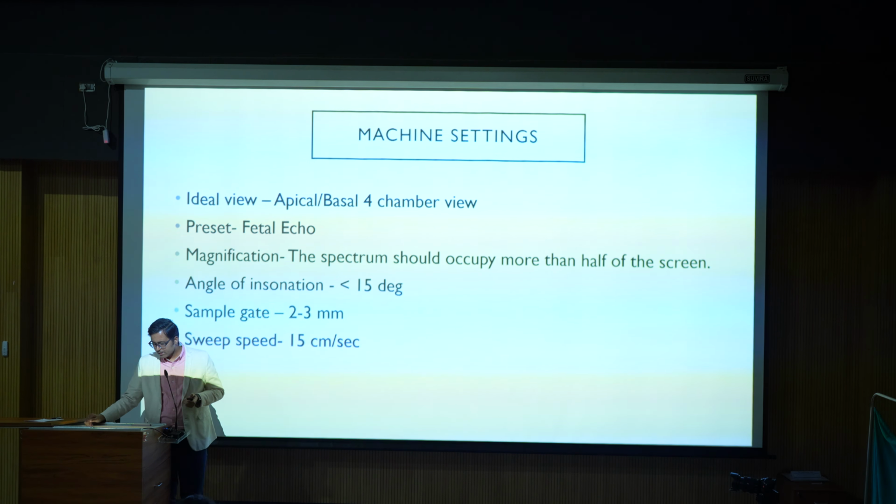So what are the machine settings? Basically nothing special. It is best to have apical or basal 4-chamber views with a fetal echo preset. Your spectrum should occupy more than half of the screen. Angle of inclination should be minimal, 0 is best.